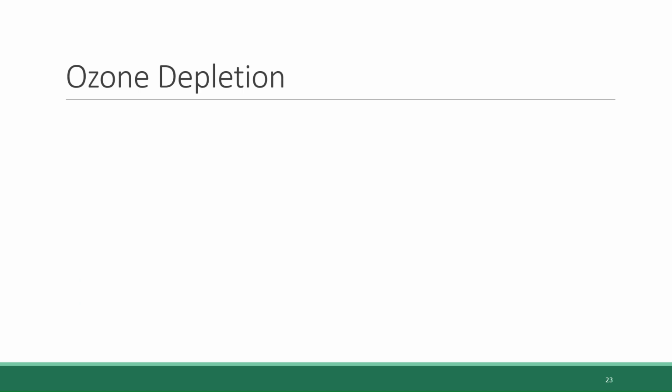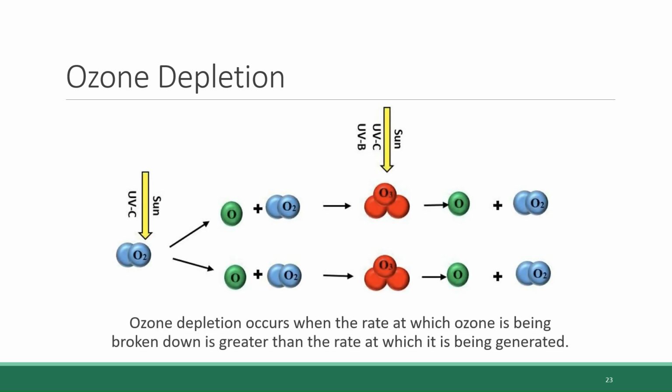Well, humans were releasing chemicals into the atmosphere that were throwing off the balance of the ozone oxygen cycle and therefore causing what we know as ozone depletion. Ozone depletion occurs when ozone is being broken down at a greater rate than that at which it's being created. So, in other words, the ozone is disappearing faster than it is being made.